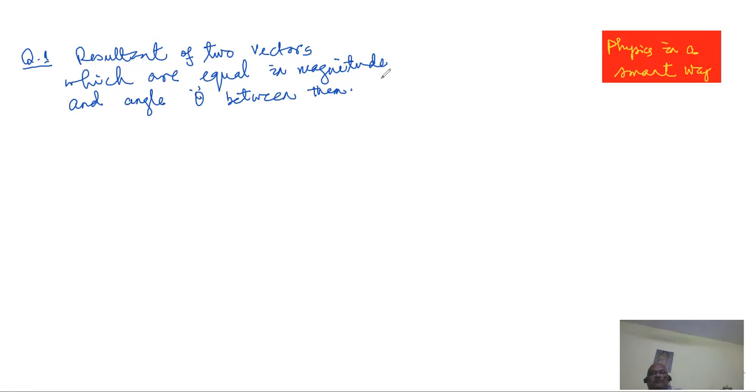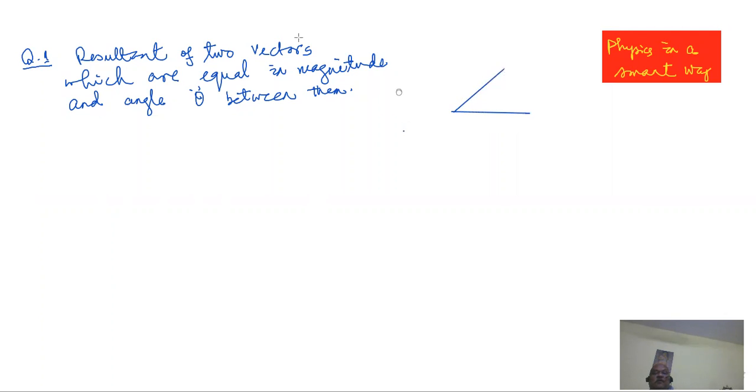But the vectors are not the same because they have some angle between them. That means they are in different directions. By magnitude they are equal, but they are not equal vectors. We are interested in finding the resultant of them. So let us go for a diagram where we have two vectors of equal magnitude.